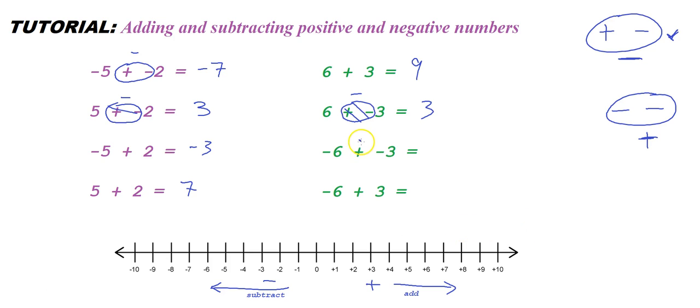Next one down, we have the same situation. We have a plus and a minus right next to each other, so we know that means minus. So minus 6, and we're going to be minusing 3. So 1, 2, 3 takes us down to minus 9. And the last one here, nothing strange in the middle. We start on minus 6, and we're going to add 3. Adding is always going this way. So 1, 2, 3, it's minus 3.